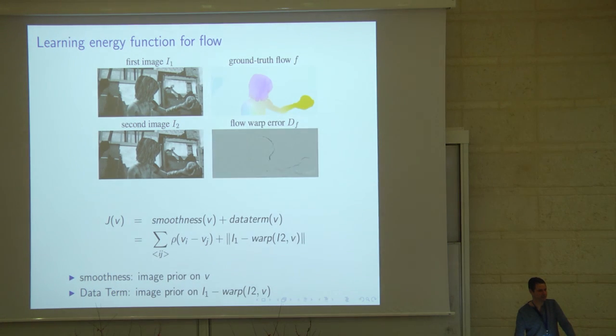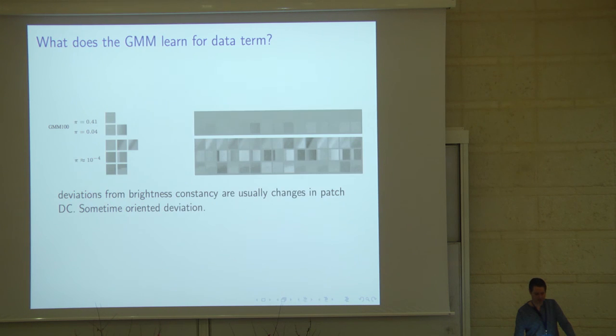Yeah? I don't remember the numbers. How many training patches did we have here? 700 images, and you have something like 1 million patches per image. So it's actually an online algorithm, so you don't necessarily use all 700 million training examples. But yeah, we have a lot of data.